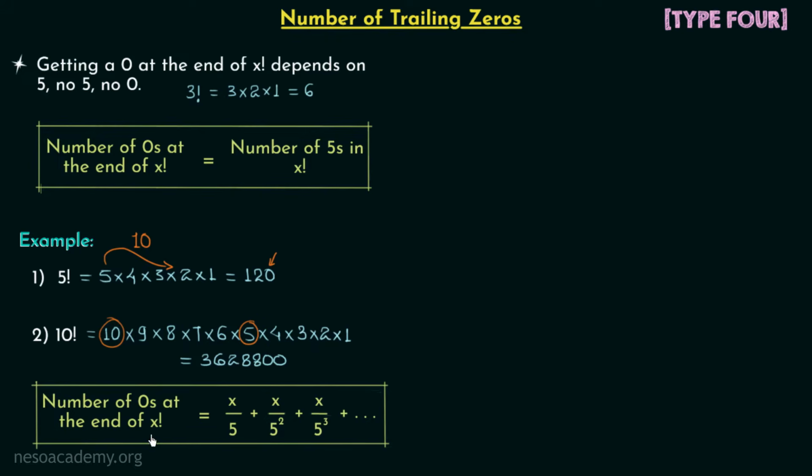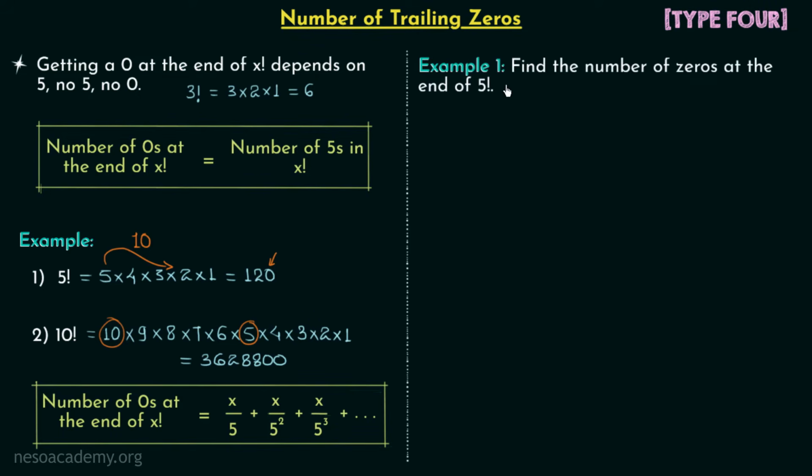The number of zeros at the end of x factorial will be equal to x over 5 plus x over 5 squared plus x over 5 cubed and so on. And in this, we will be finding the integral sum. That means we are going to add the integer values from these divisions. Now let us solve one example problem to apply this formula.